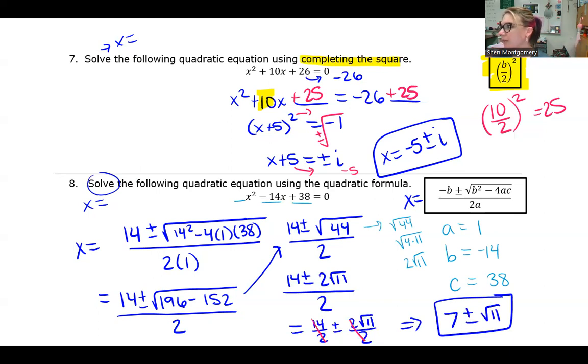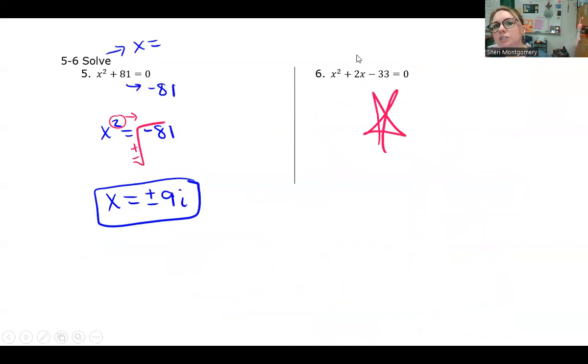So some of you might like quadratic formula better. Some of you might like completing the square better. It doesn't matter. You get a choice on one of them. So what I'd like for you guys to do now is to go back to this question, and I want you to solve it using whichever method you like better. So I'm going to give you a couple minutes to solve that one.